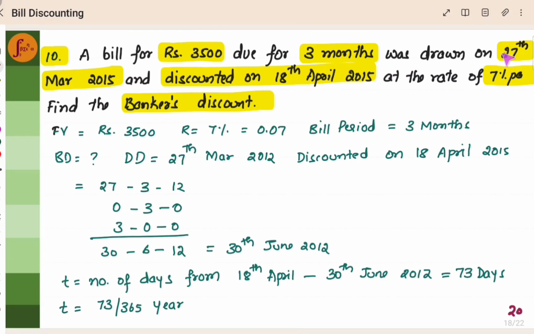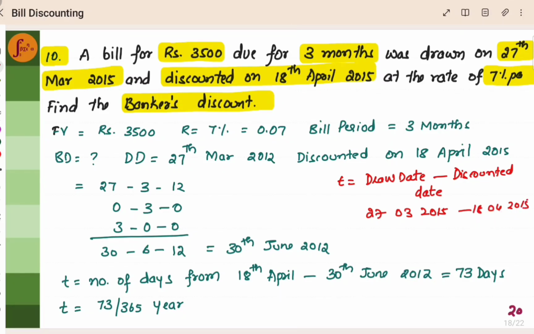That is, you have to take from the drawing date till the discounted date, you have to calculate the number of days, right? That number of days will become T. T is going to be the number of days between the drawing date and the discounted date. So the drawing date is 27th March and the discounted date is 18th April 2015. So when I calculate, I will get 73 days, right? Now I know what T is.